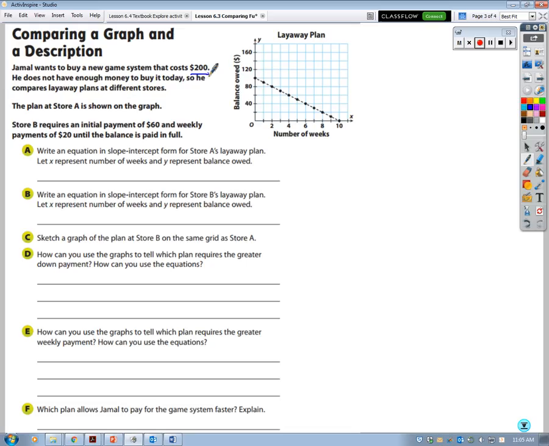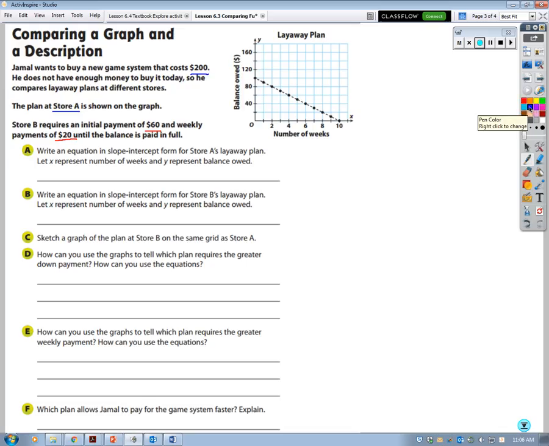The plan at store A is shown on the graph. Okay, so this is store A here. And the plan at store B requires an initial payment of $60 and weekly payments of $20 until the balance is paid in full. So we're going to go ahead and write a couple equations for this, and then we're going to compare them.